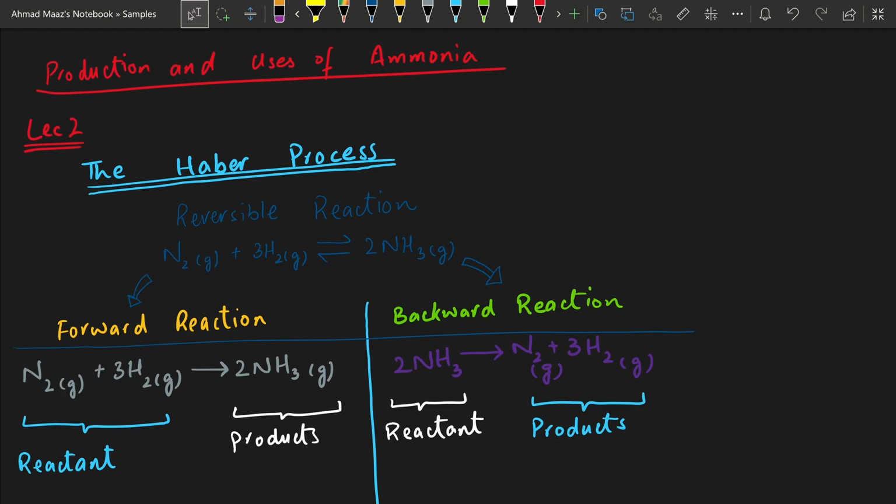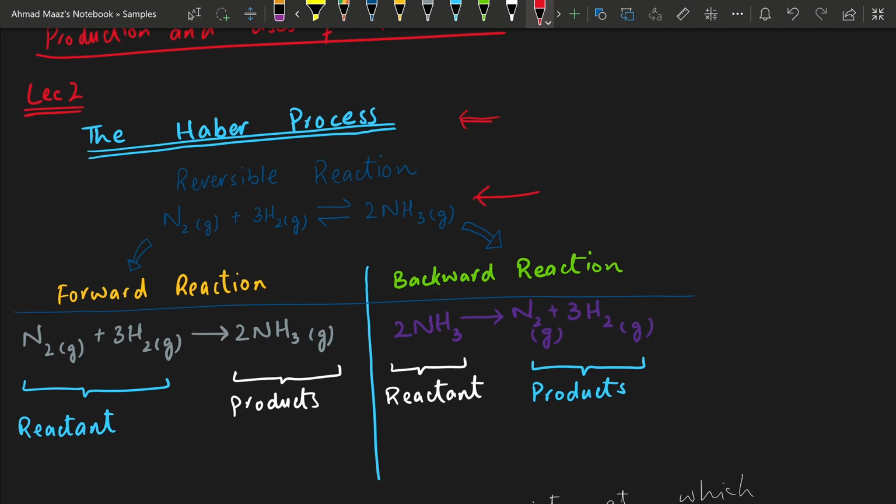Alright, now that we know the basics of reversible reactions, let's try to understand the Haber process. The Haber process is simply the reaction between nitrogen gas and hydrogen gas to produce ammonia gas. One volume of nitrogen reacts with 3 volumes of hydrogen to produce 2 volumes of ammonia gas.